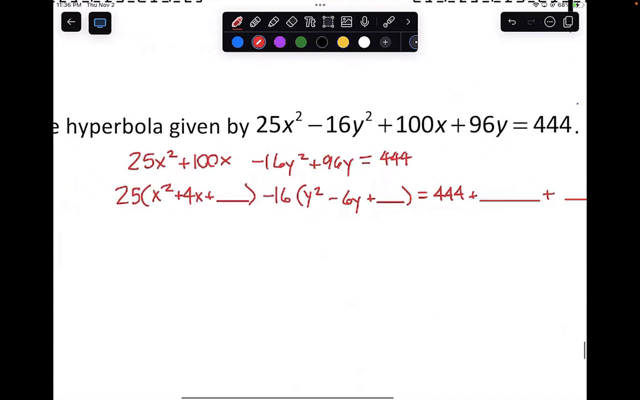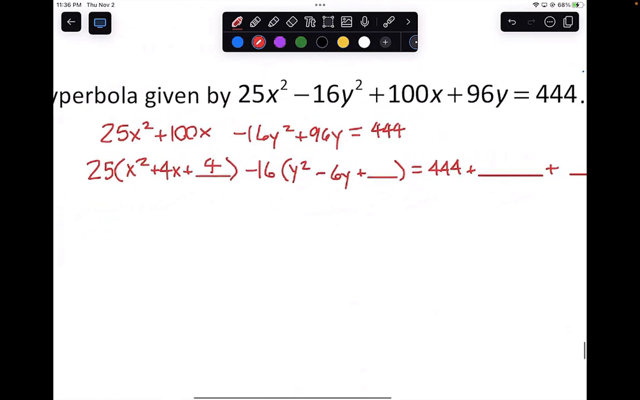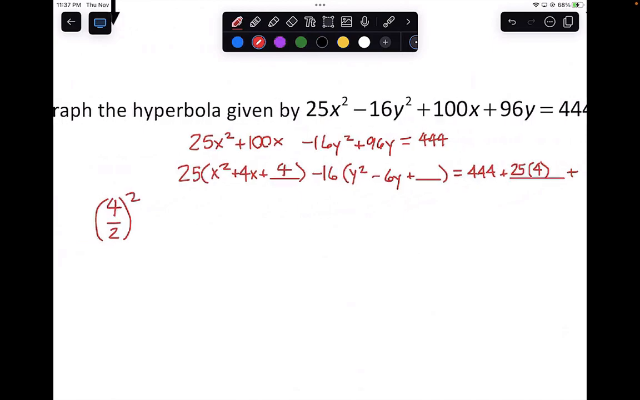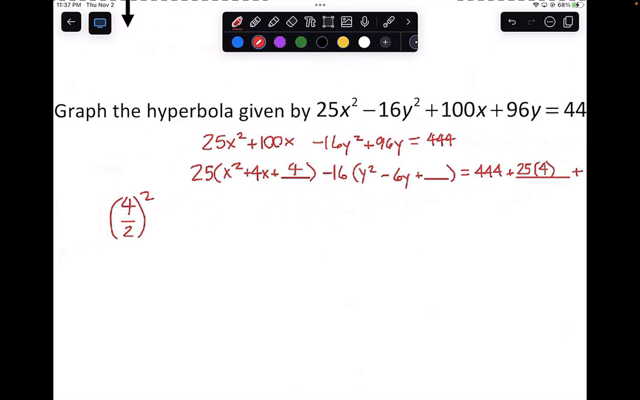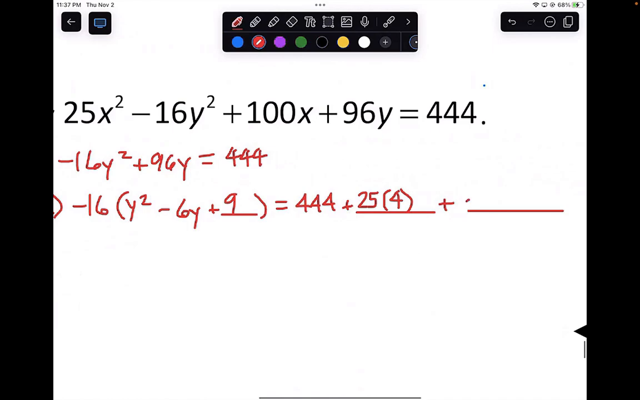Now we'll do the complete the square process, which we've been doing for a while. We'll do 4 divided by 2, and then squared. That would be 2 squared, which is 4. Over on the right-hand side, we're not just adding 4, we're adding technically 25 times 4. You can write 100 in right there if you want. Okay, -6y, half of -6 is -3. -3 squared is 9. And then we'll do -16 times 9. You can use parentheses or a times symbol, it doesn't really matter. Okay.